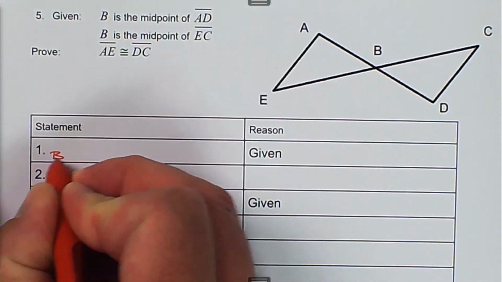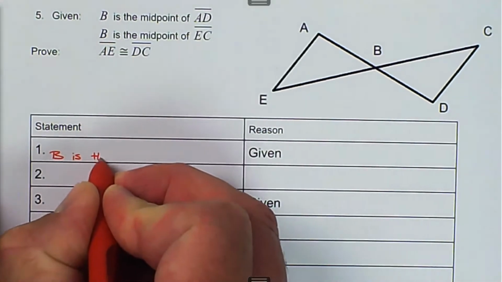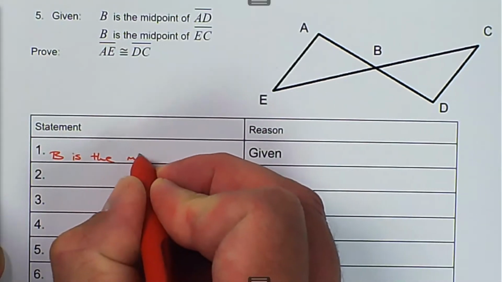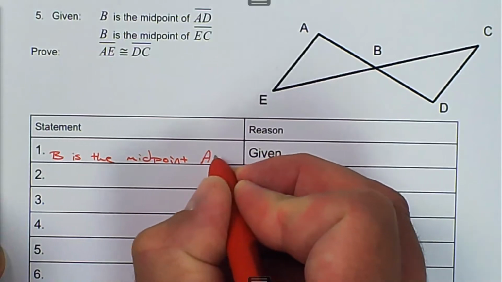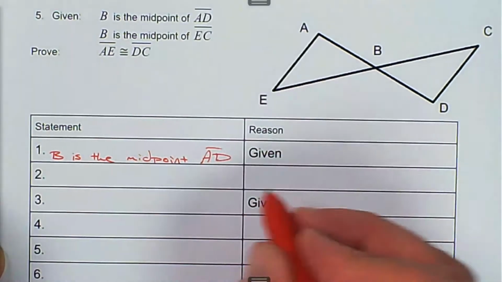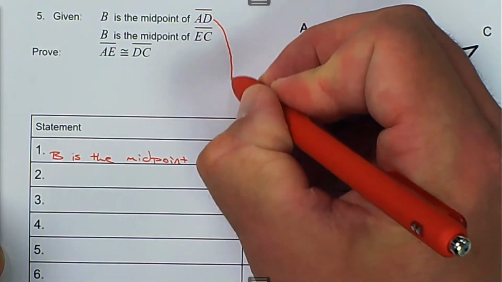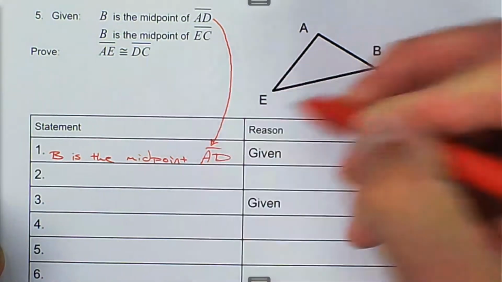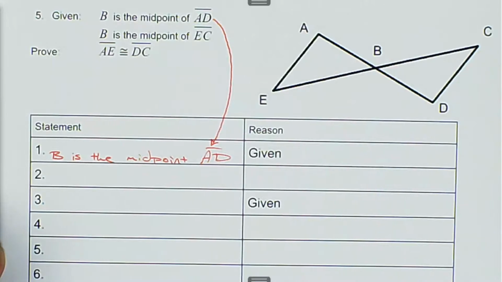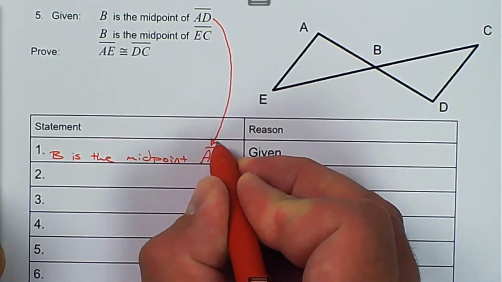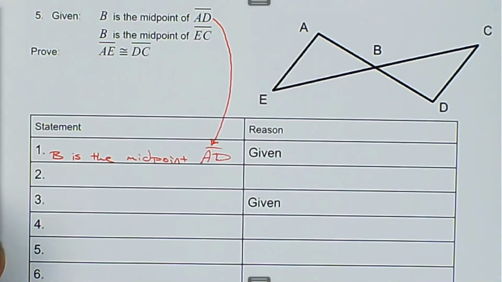So B is the midpoint of line segment AD, and that's given. Now, from that information, we can't mark anything on the drawing, but we can make one more statement and then mark things on the drawing.